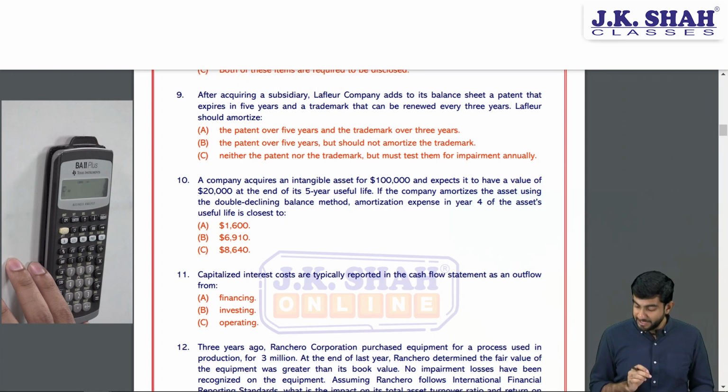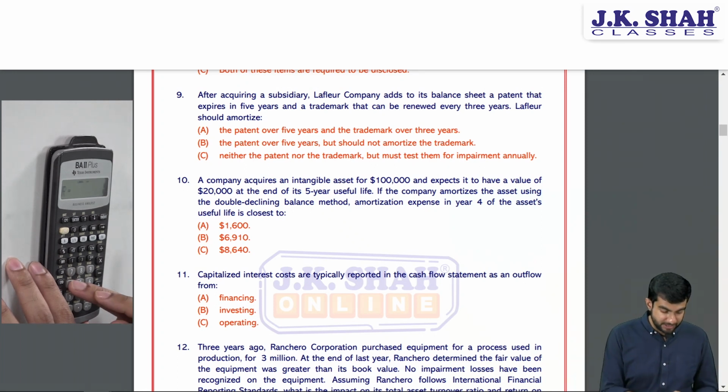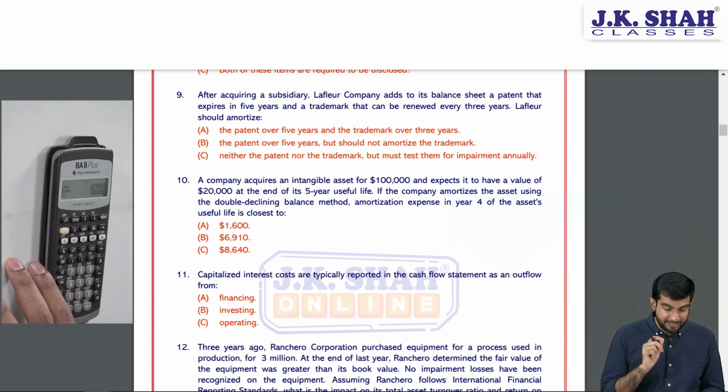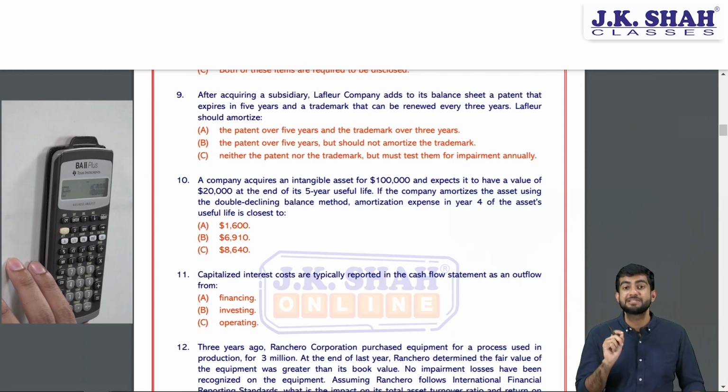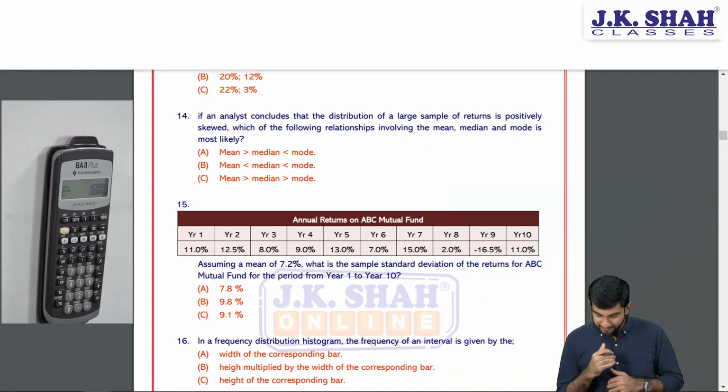We want to find out the amortization expense in the 4th year. So year 4, enter, down arrow. Depreciation is 16,000. Now let us learn how to calculate the standard deviation. We will be solving the 15th question.